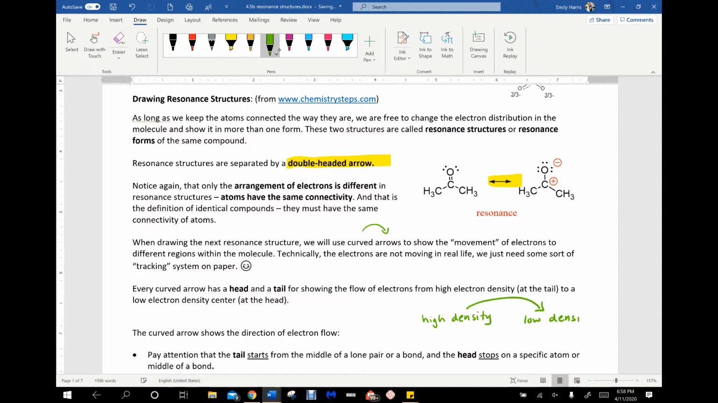And if you get this concept that electrons will move from where there's an abundance to where there's a need, then you can be very successful in figuring out reactions and figuring out brand new molecules that you may have never seen before.